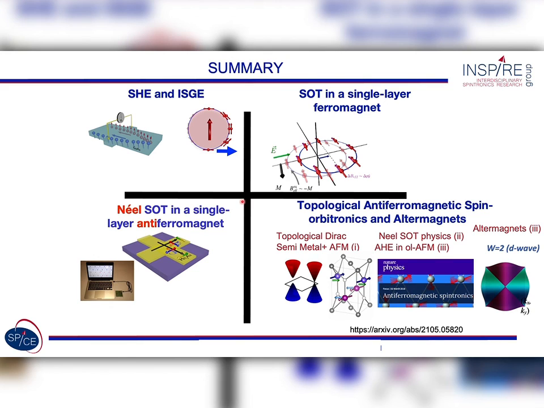So I've tried to tell you the story of how we've gone from the spin Hall effect and the inverse spin Hall effect that we studied for a long time, in particular using spin orbit torques to flip antiferromagnets and ferromagnets, and translated that directly to predicting the Néel spin orbit torque in a single layer antiferromagnet. This prediction was observed a very short time later, in copper manganese arsenide, and we used this manipulation of the antiferromagnetic order to predict the manipulation of topological Dirac quasi-particles that can strongly affect the transport properties of the system.